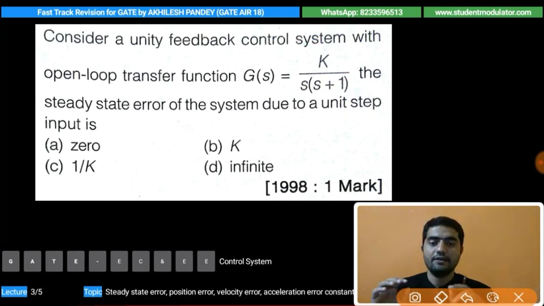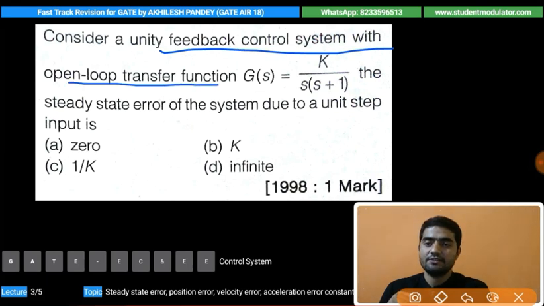But till now we have studied the position error constant, velocity error constant, and acceleration error constant, all defined for a unity feedback system with some inputs, and the system forward gain was G(s). So we have calculated the steady state error formula as limit s tends to 0 of sR(s) upon 1 plus G(s). That formula we will use here to get the different results. Okay, so consider a unity feedback control system with this open loop transfer function.